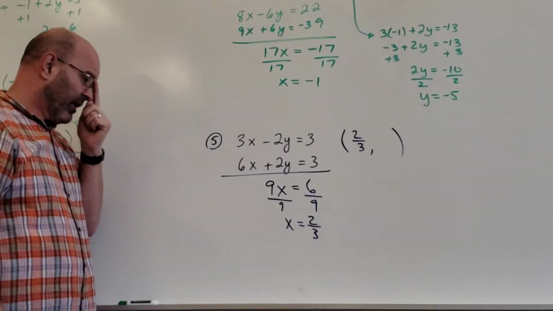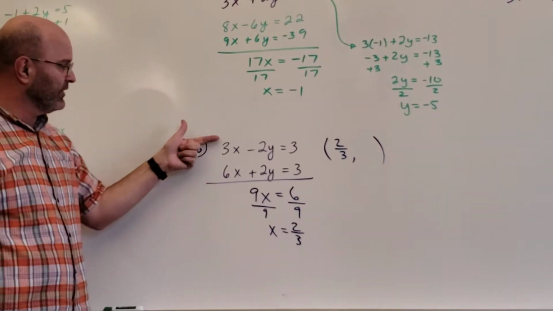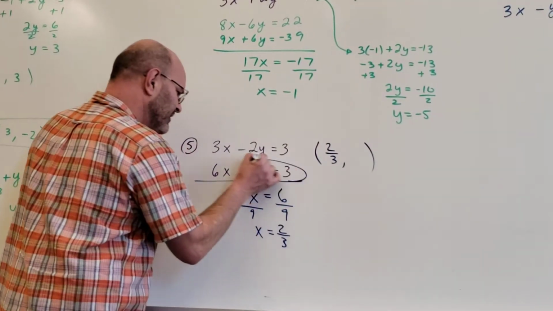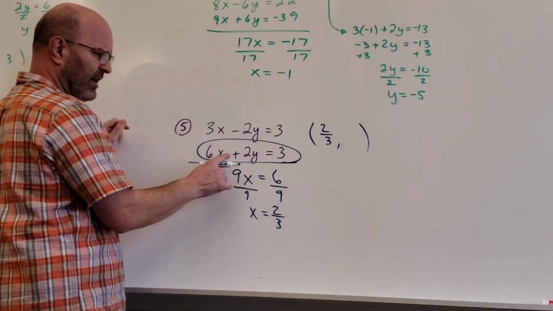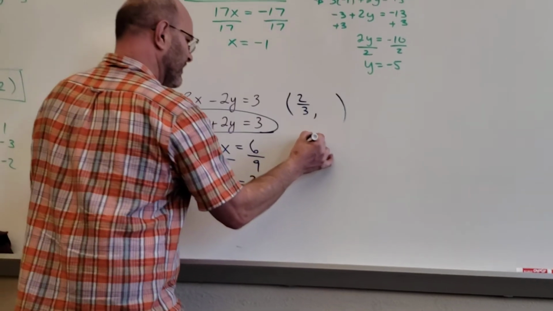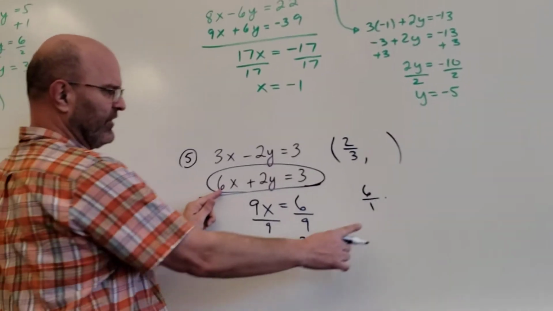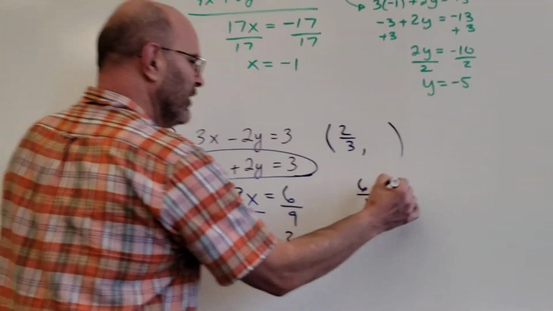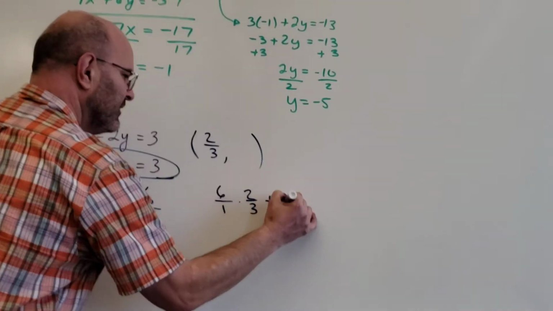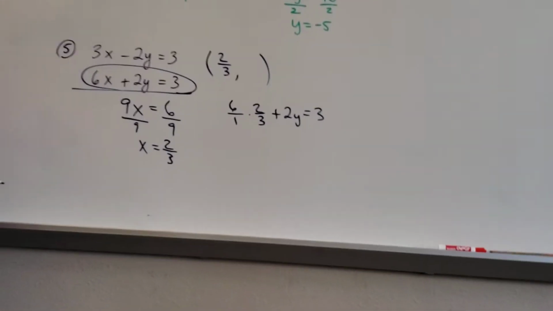The worst part of this problem is I now need to take 2/3 and plug it in for x, either in the top or the bottom equation. I'm going to use the bottom equation because all the terms are positive. I think it'll be a little bit easier. But using the bottom equation, we have 6/1 times 2/3, plus 2y equals 3. So be careful here.